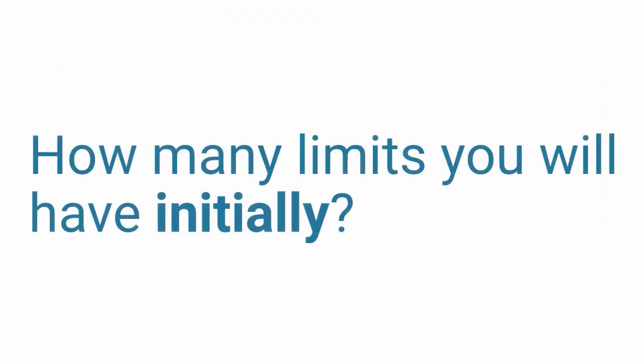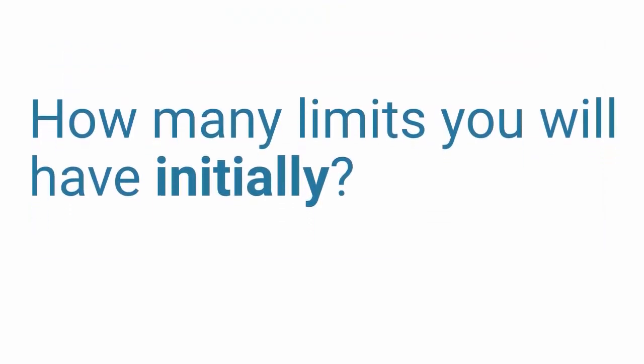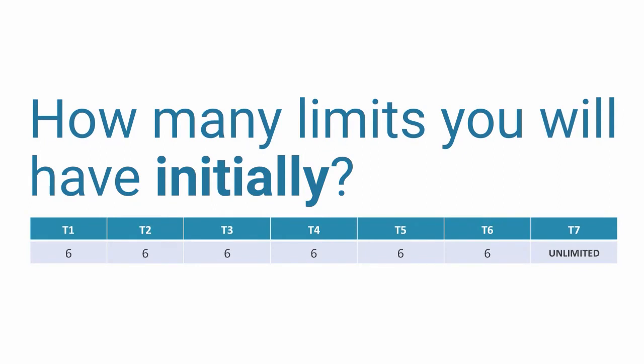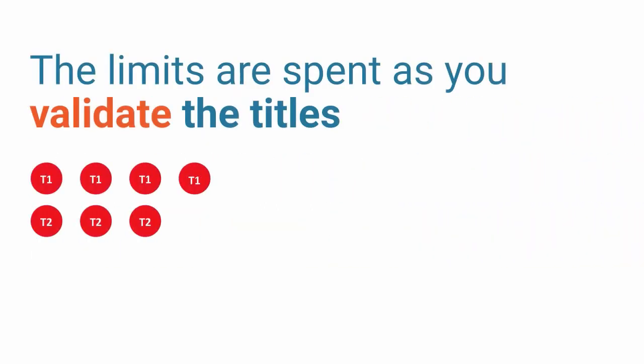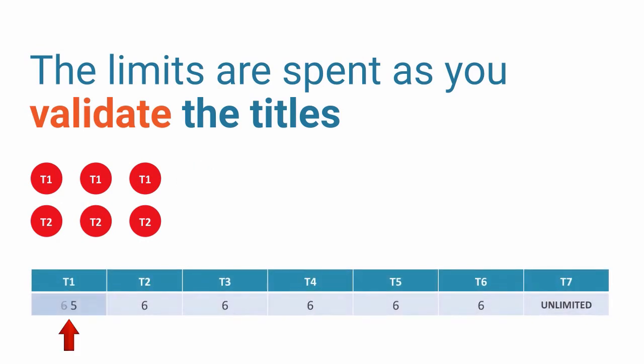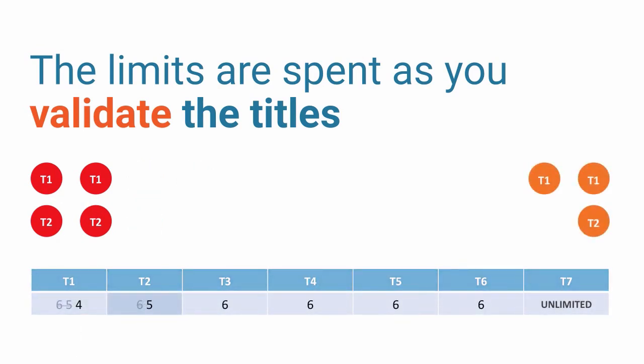Initially, KulClub provides every new member with 6 limits for each level from 1st to 6th as a bonus. Only the 7th level never requires limits for the title validation. Every time you validate a title, you spend your limits, so you will need to think how to obtain more limits to validate your titles after your bonus limits have finished.